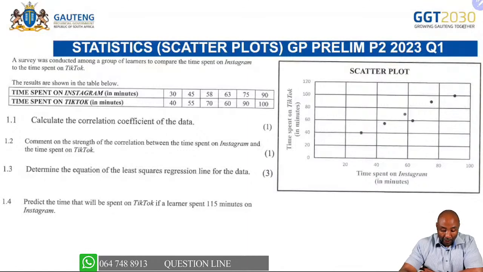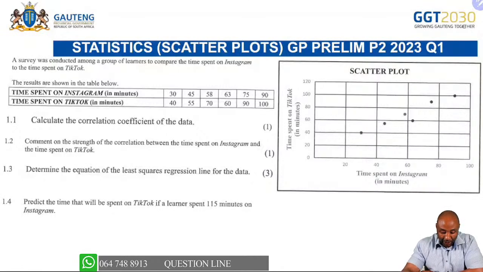I hope these are not grade 12s because they cannot afford to spend so much time on social media platforms, yet they have a big task waiting for them in 2 weeks' time.